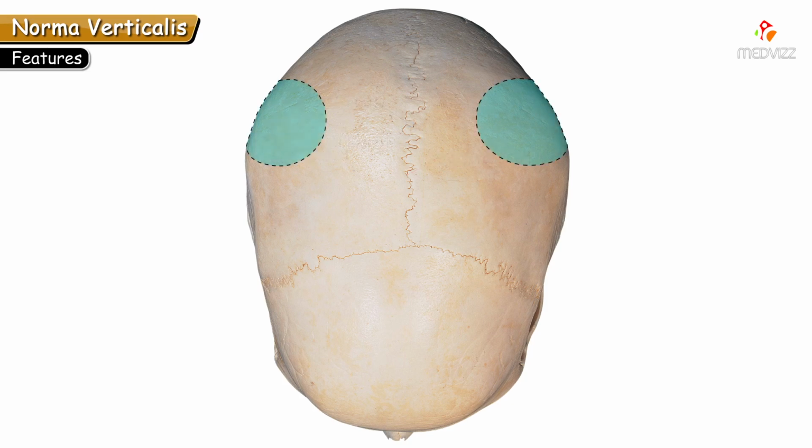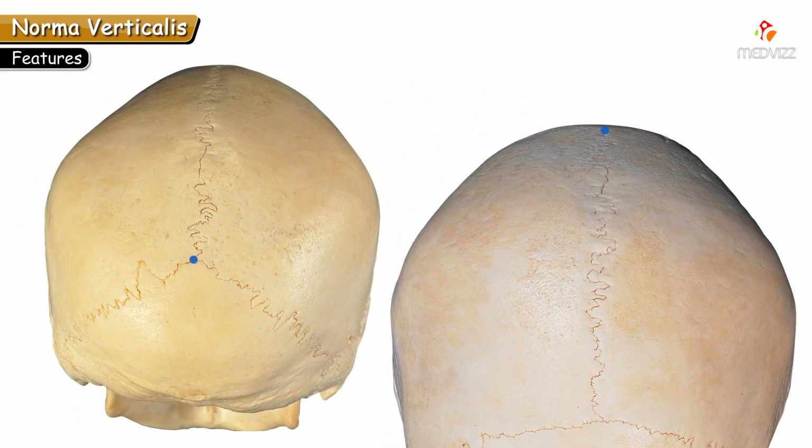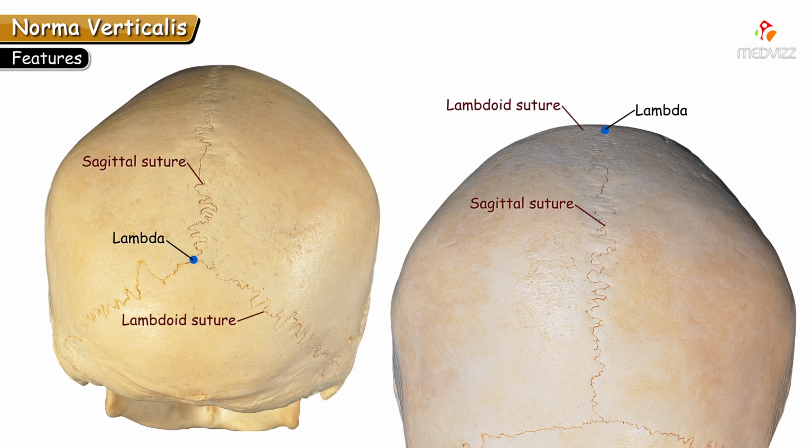The maximum convexity of the parietal bones on either side, the eminences, are termed as parietal eminences. So each one is a parietal eminence or parietal tuber. Ossification of parietal bone begins from this parietal eminence. Lambda. Lambda is the meeting point of sagittal suture with lambdoid suture.